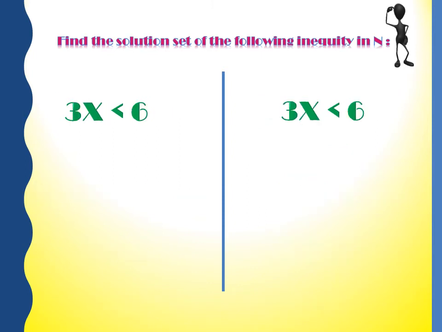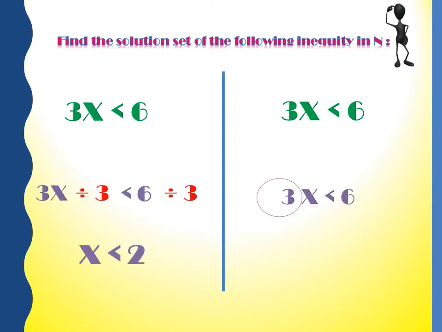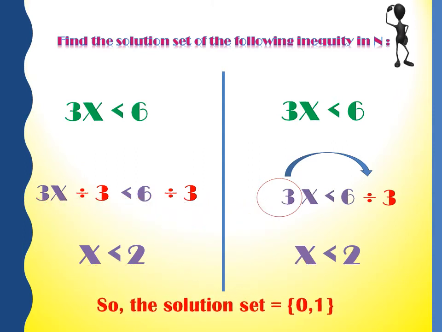Here also we can solve the inequality by dividing both sides by 3 to have x smaller than 2, or we can circle the 3 and throw it to the other side by dividing to have also x smaller than 2. I need to find the solution set of the inequality in the set of natural numbers. The natural numbers which are smaller than 2 are 0 and 1.